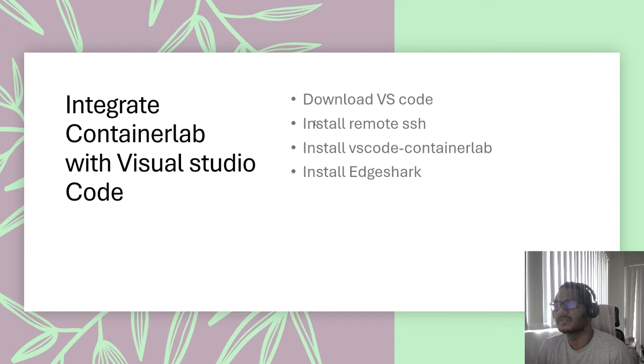You can install the remote SSH, and then you will be able to SSH to the servers or the systems or the VM from your laptop. And second thing, you need to install a VS Code Container Lab so that you will be able to explore more. You can open the file, you can spin the topology, you can destroy the topology, and whatever the options that you can do via the CLI, the same options you can do via Visual Studio.